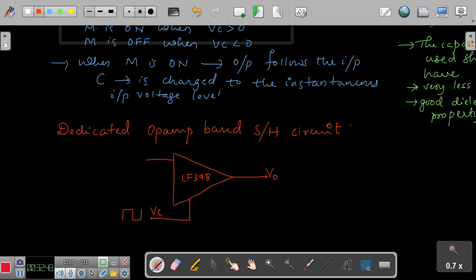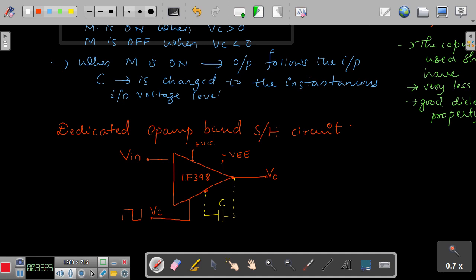I need only three things here: one control voltage, another is your input voltage, and of course the output voltage. And you have one provision here to connect one external capacitor, right? So here we have plus VCC, minus VEE. Okay, the other pins I am not going to mark, that is not required for us.